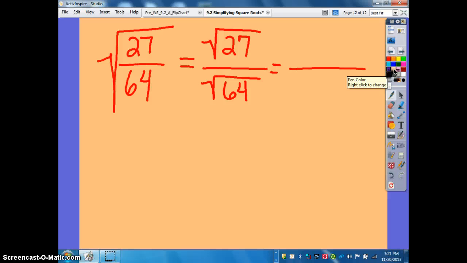Okay, eyes up here. For those of you that are still stuck, don't panic. Let's go through it. All right, I'm going to do the easy part first. The square root of 64 is 8. All right, now the numerator, 27. No, it is not perfect. Are any of its factors perfect? Well, I can take 9 times 3.